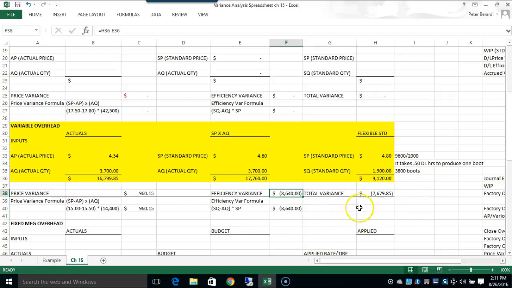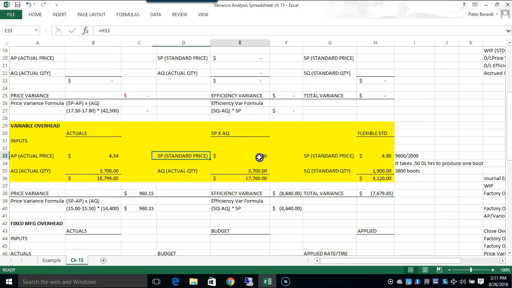Your total flexible variable variance is $7,680. Your price variance for variable overhead is $960, favorable. Your efficiency variance is $8,640, unfavorable, to give you a total flexible variance of $7,680. So let's look at this.